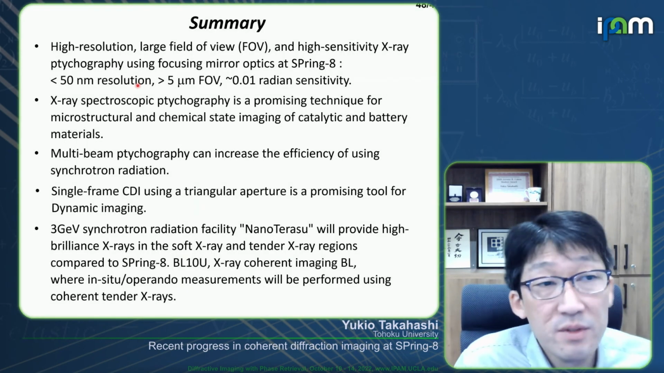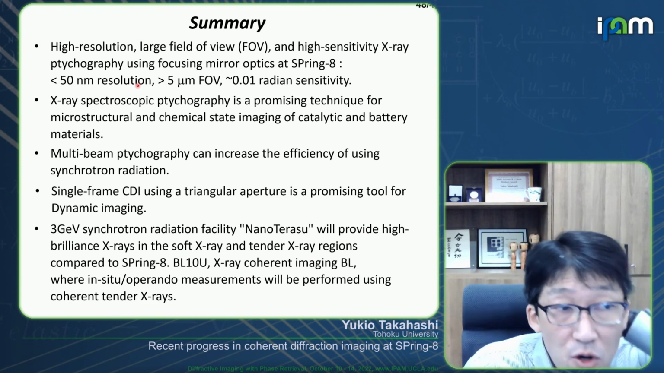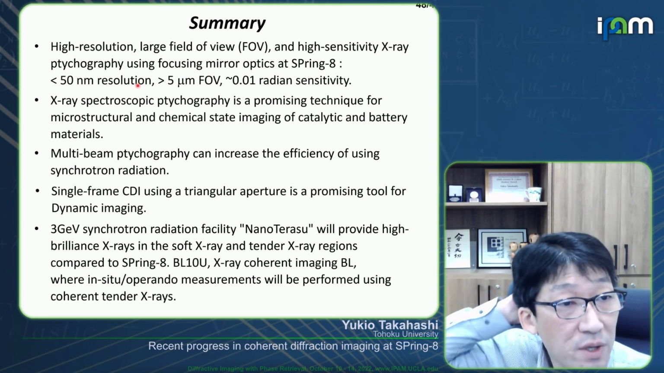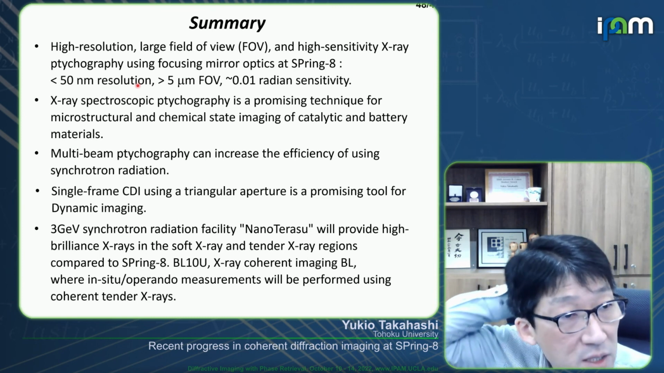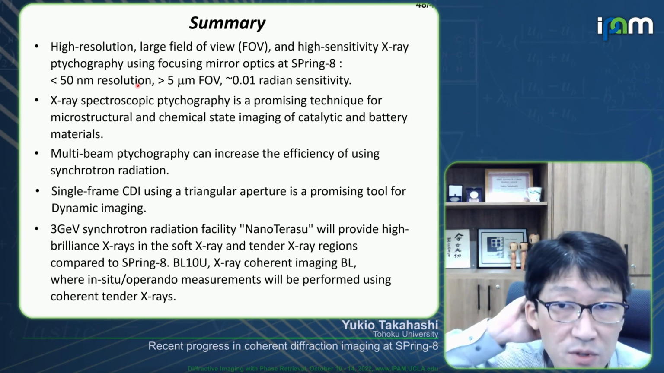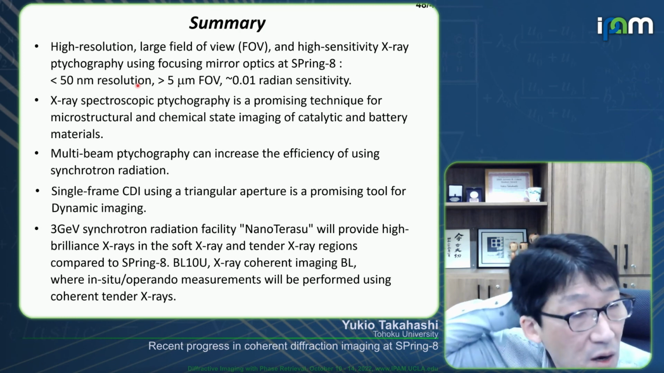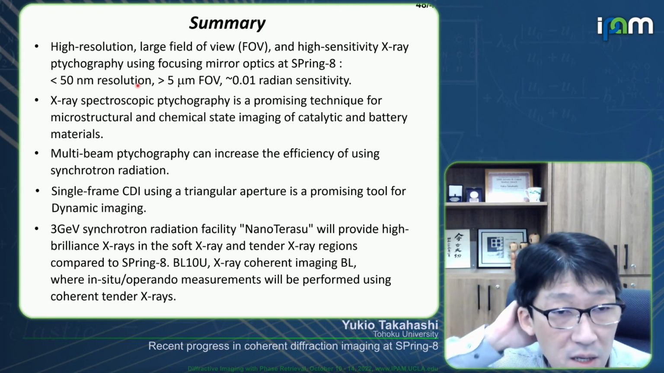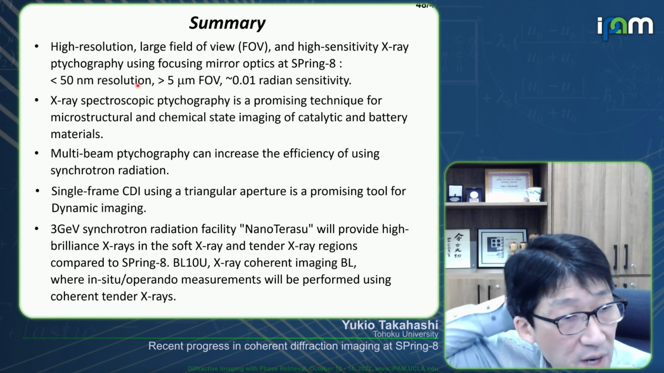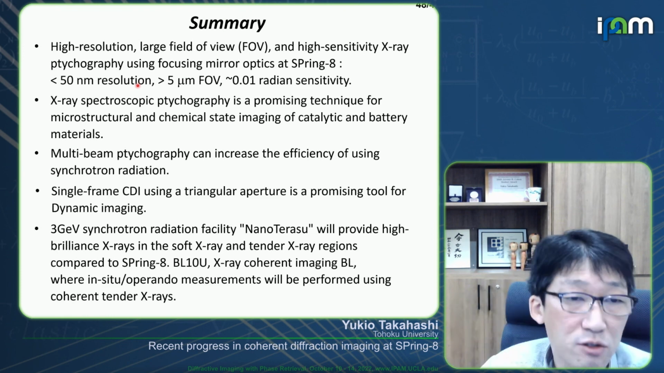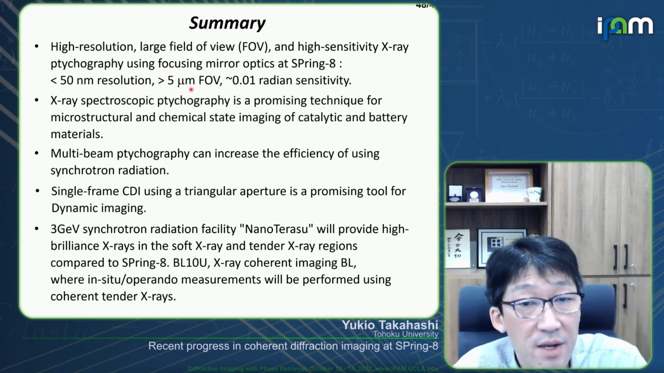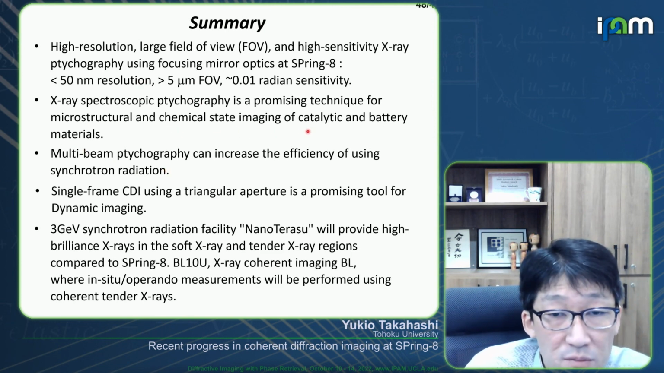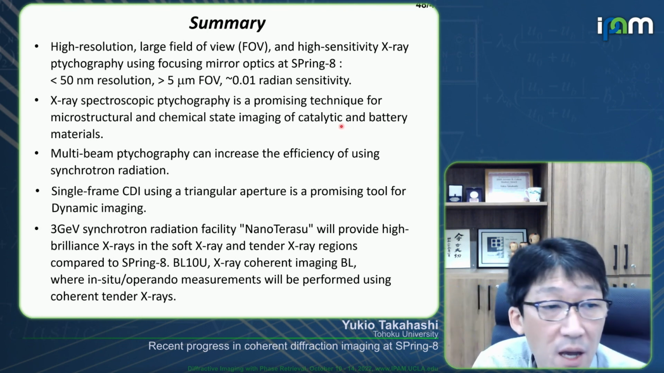Okay, I finally summarize my talk. In this study, we developed high resolution, large field of view and high sensitivity X-ray ptychography using focusing mirror optics at SPring-8. Now we can achieve a resolution better than 15 nanometers, a field of view larger than 5 micrometers, and phase sensitivity of approximately 0.01 radian. So X-ray spectroscopic ptychography is a promising technique for microstructure and chemical state imaging of catalyst and battery materials at nanoscale.